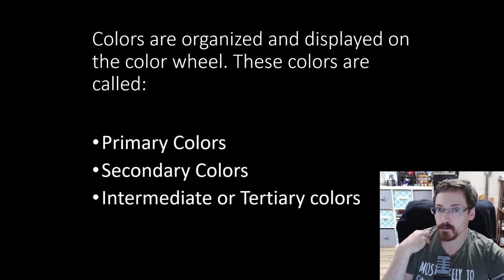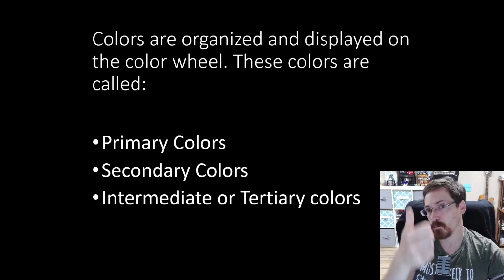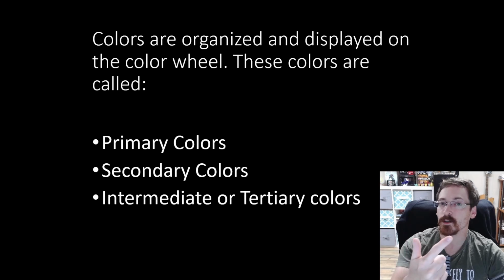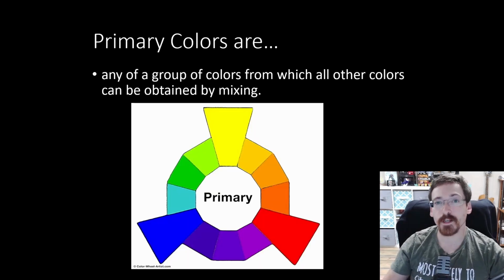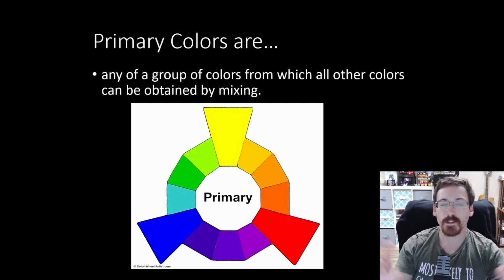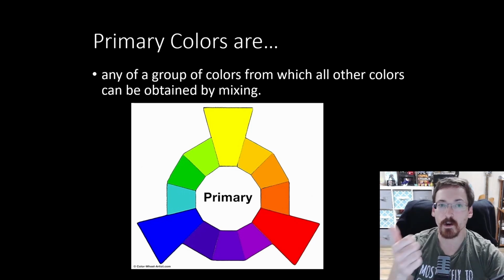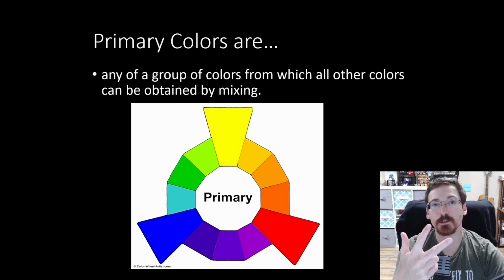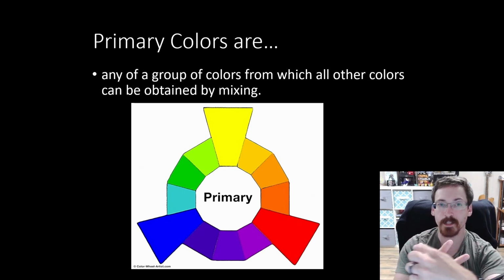In art terms, there's three different types of color that we're going to be focusing on. There's primary colors, secondary colors, and tertiary colors or intermediate colors. Primary colors are the three colors that make up all the other colors on the color wheel. The primary colors are red, yellow, and blue. Using these three colors, you can make every other color on the color wheel. However, you can never make these colors out of the other colors.